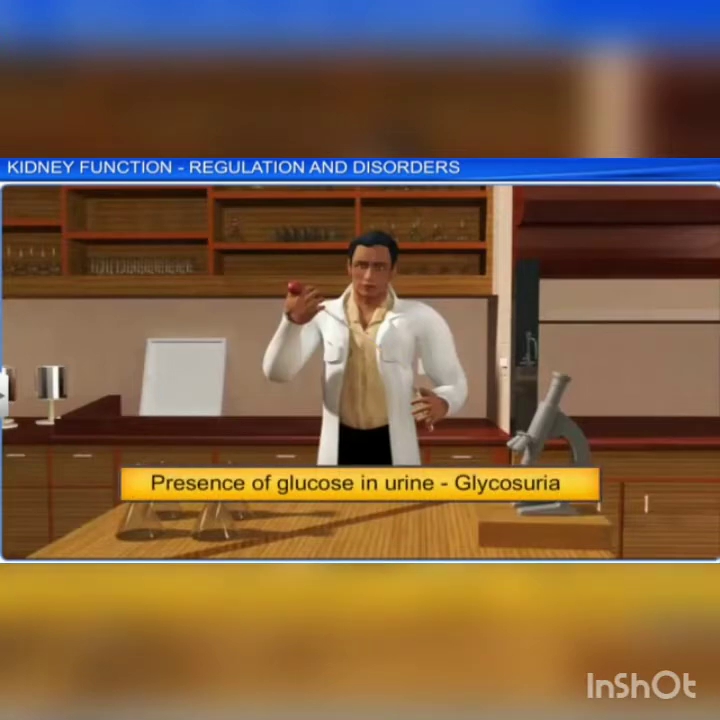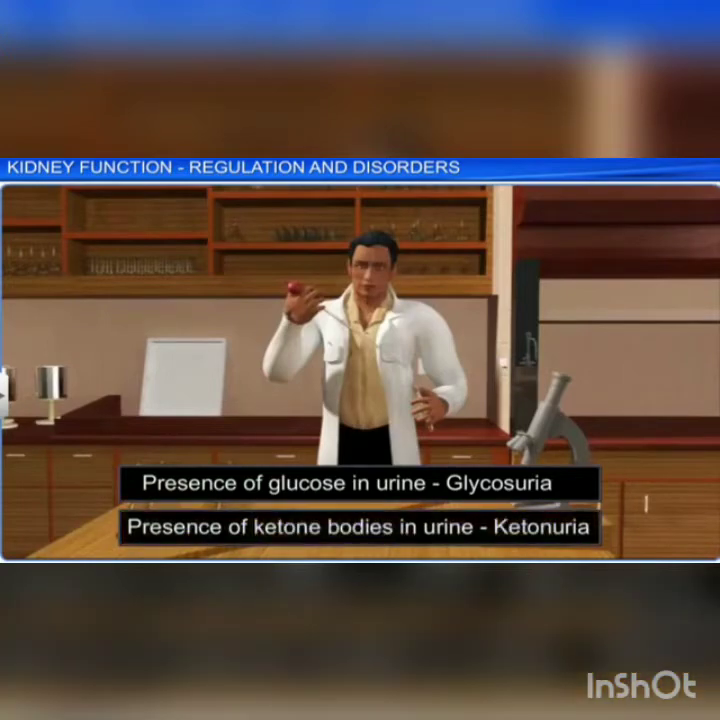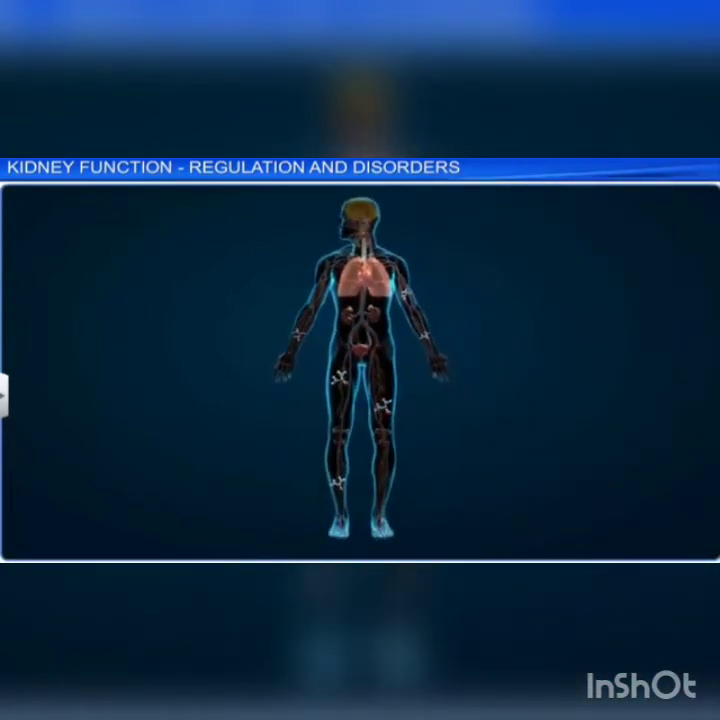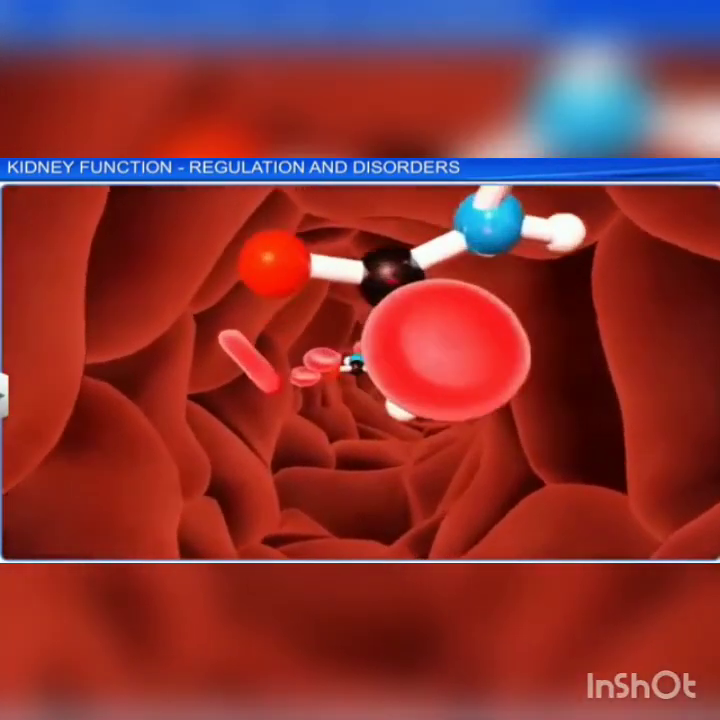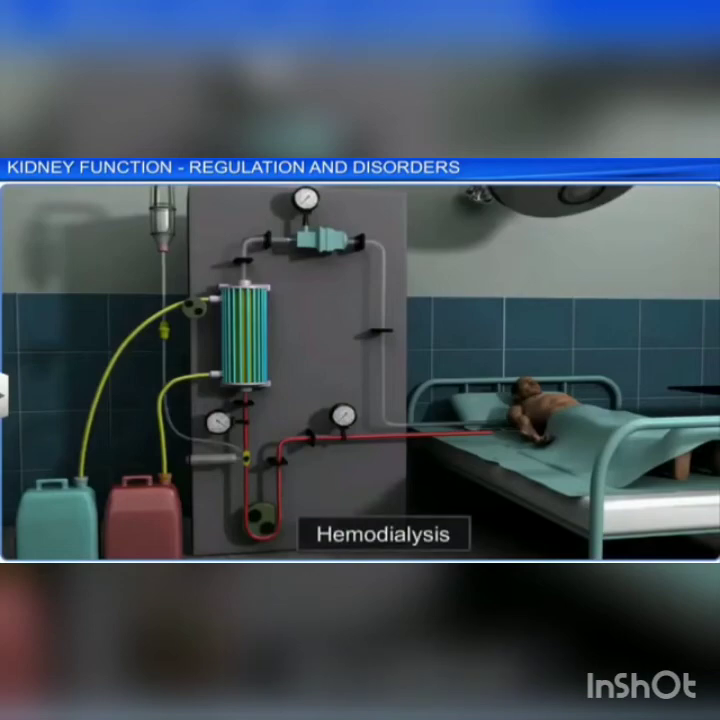For instance, the presence of glucose in urine, which is called glycosuria, is indicative of diabetes mellitus. Moreover, the urine of diabetic patients sometimes shows ketone bodies, which is called ketonuria. The malfunctioning of the kidneys can also cause uremia, a condition where large amounts of urea accumulate in the blood. Uremia can even lead to kidney failure. The life-saving process for uremic patients is hemodialysis, wherein excess urea in the blood is removed.